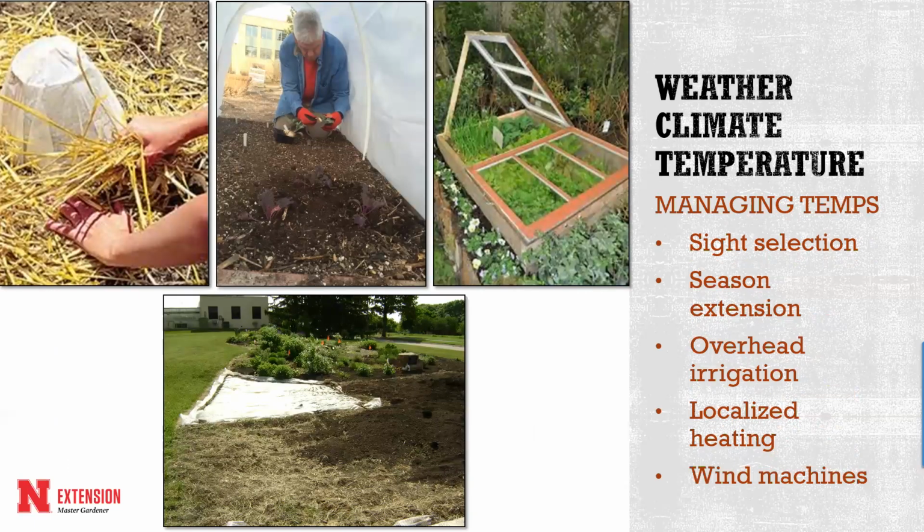So you can manage temps very easily in your landscape. You can have good site selection. You can have season extenders. Usually in commercial areas, you're looking at some overhead irrigation that can definitely manage temps. You can do some localized heating in commercial areas, and commercial areas also use wind machines to manage their temperatures.